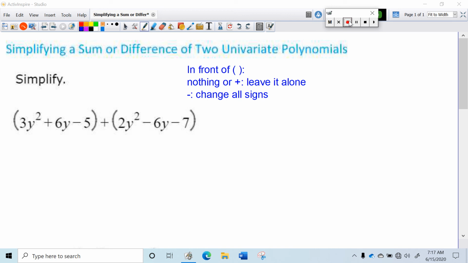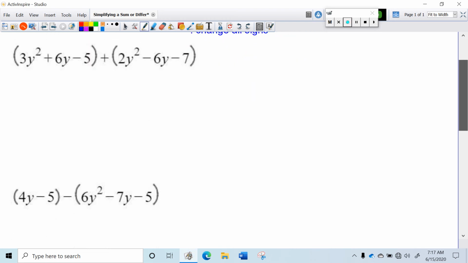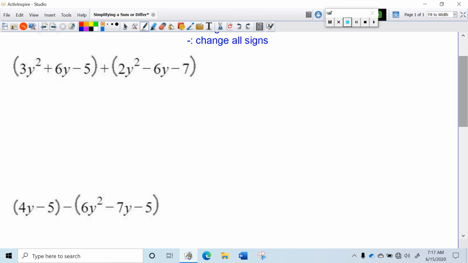I'm going to simplify. The rule is, when you're working on these, you want to look at what's in front of the parentheses. If there's nothing or a plus sign, you leave everything alone. If it's a minus in front of the parentheses, you change all the signs in the parentheses after that. So here's how this works.